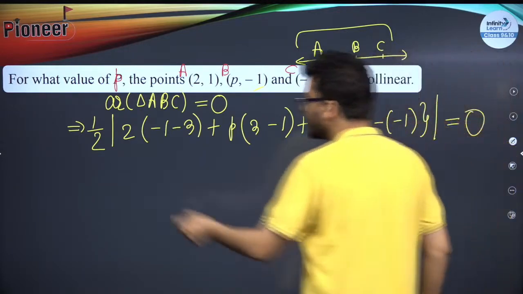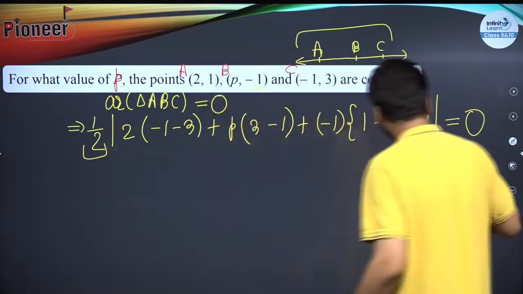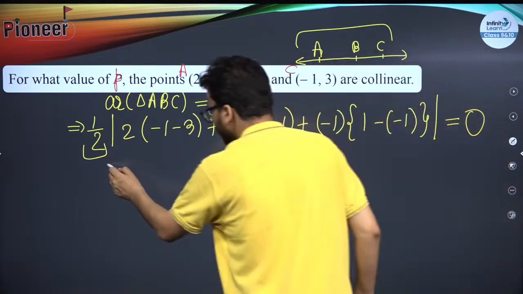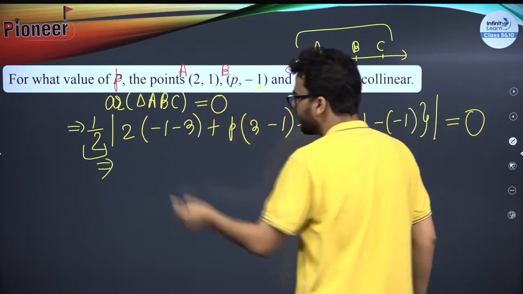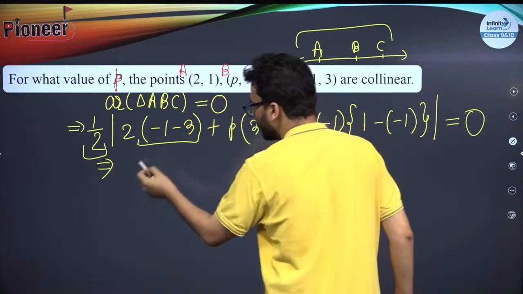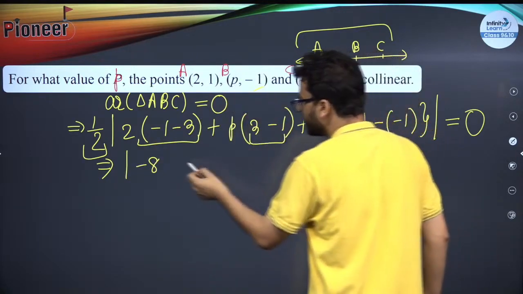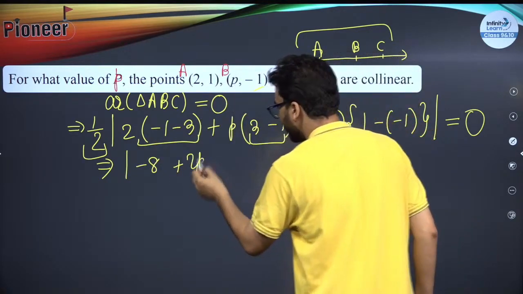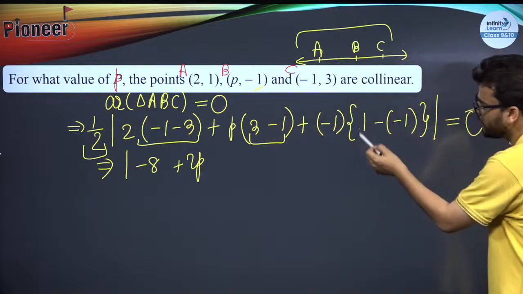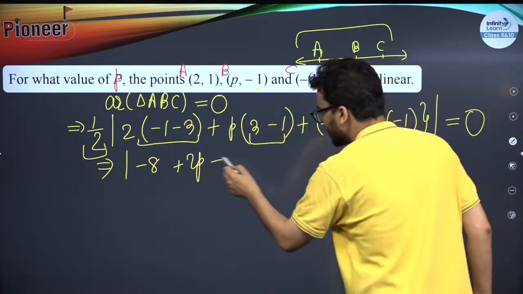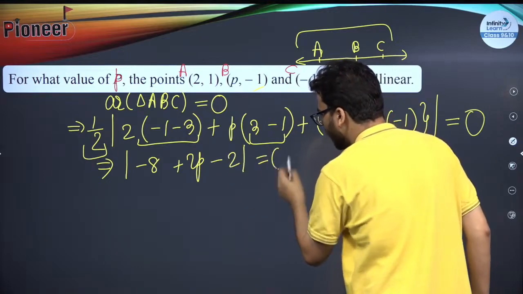So let's simplify. 2 will be multiplied on the other side of the equation and it will become 0 itself because 2 into 0 is 0. Now this thing we can further simplify. This is minus 4 into 2, so that is minus 8 over here. This is 3 minus 1, 2, so that is 2p over here. And this thing over here, 1 plus 1 is 2, 2 into minus 1 is minus 2. So this is nothing but minus 2 and this is equal to 0.